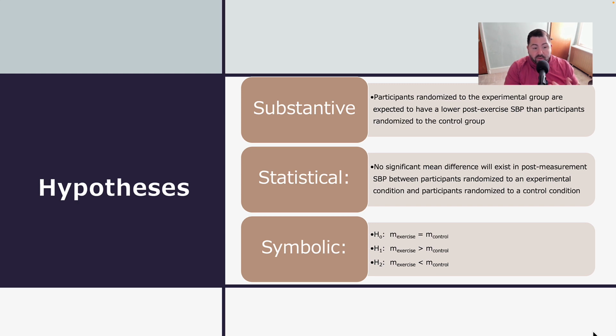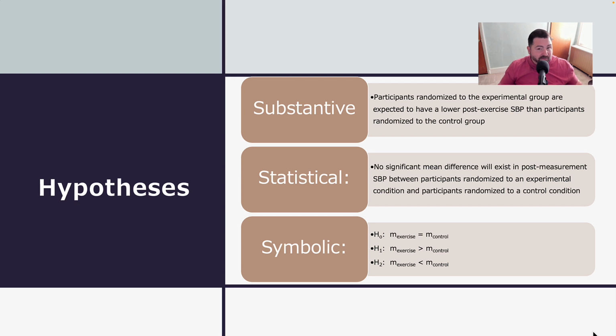So when we think about how we are going to generate our hypotheses, again, we have a substantive, statistical, and symbolic hypothesis. In a substantive hypothesis, we may say that participants who are randomized to the experimental group, aerobic exercise, are expected to have a lower post-exercise systolic blood pressure than people who are randomized to a control group who do not exercise, right? That's what I think. But then statistically, our null hypothesis is that there will be no significant differences in the means between those who experience the experimental group of aerobic exercise and the control group who do not experience aerobic exercise.